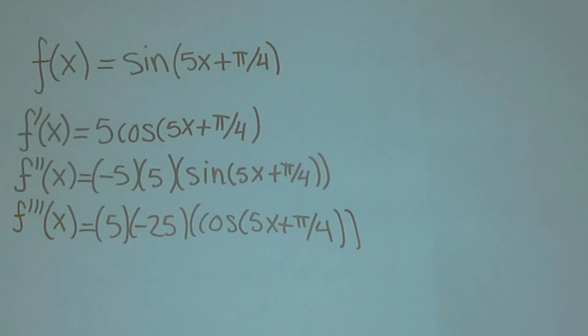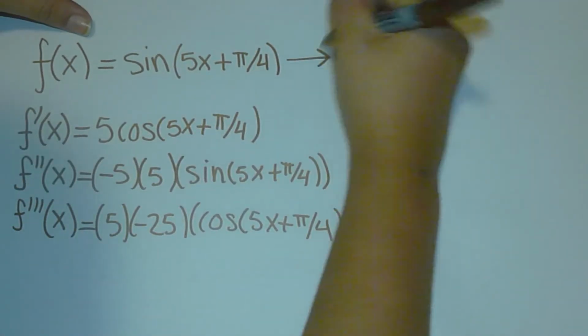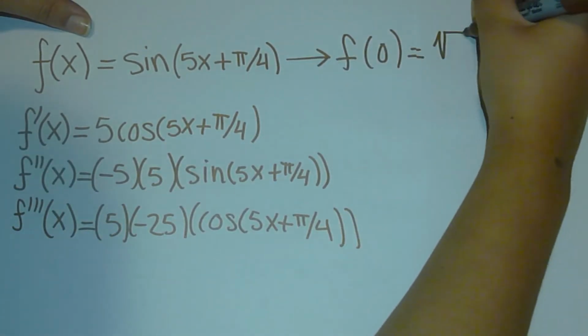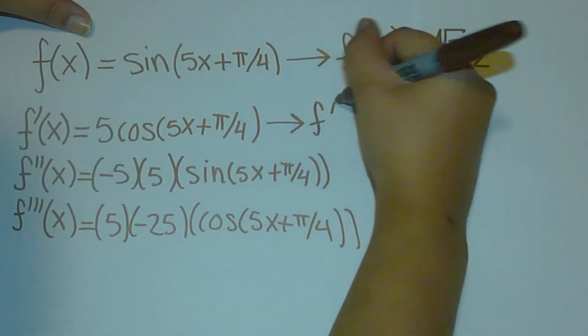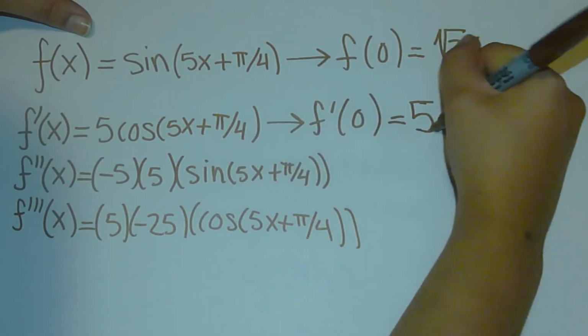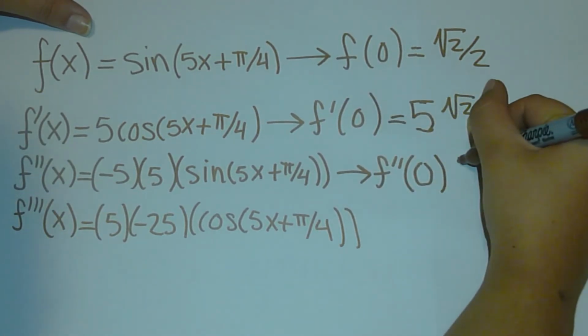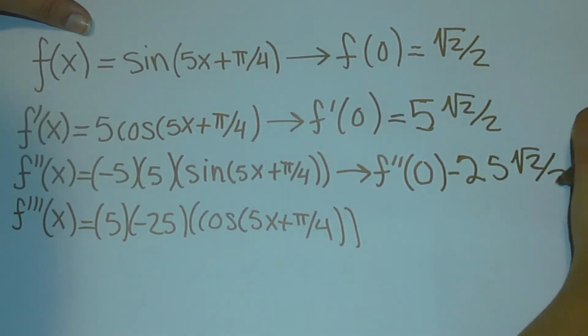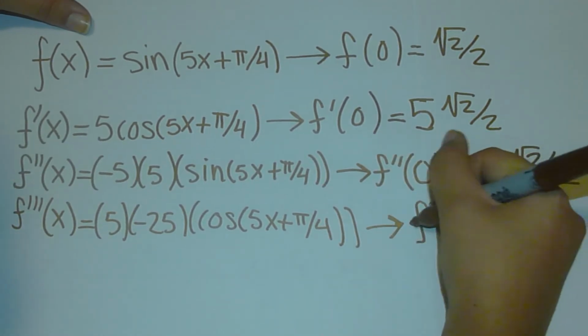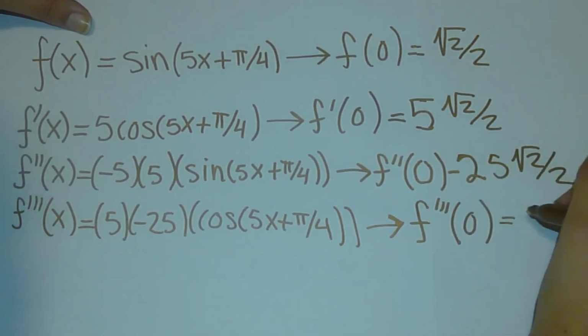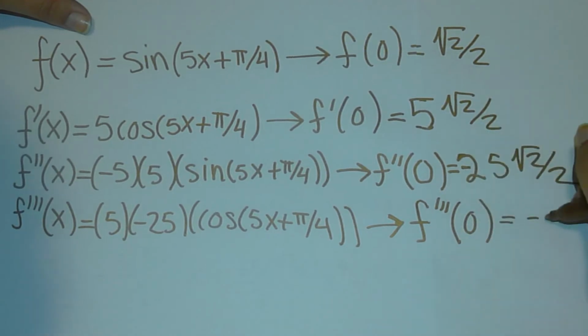So now we're going to begin to plug in 0 in each of the f functions. So f of 0 is the square root of 2 over 2, f prime of 0 is 5 times the square root of 2 over 2, f double prime of 0 is going to be negative 25 times the square root of 2 over 2, and for the last one it's going to be negative 125 times the square root of 2 over 2.